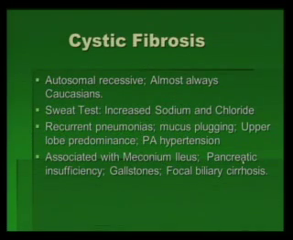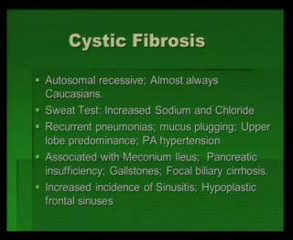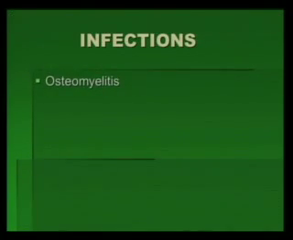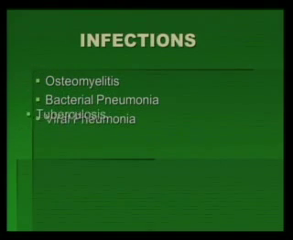Cystic fibrosis is associated with pancreatic insufficiency. It can cause pancreatitis. The most common cause of pancreatitis in a child is blunt trauma, then it would be cystic fibrosis. They can get gallstones, they can get focal biliary cirrhosis. They have increased incidence of getting sinusitis and hypoplastic frontal sinuses. Infections, you can get osteomyelitis of your chest, bacterial pneumonia, viral pneumonia, you can get TB.